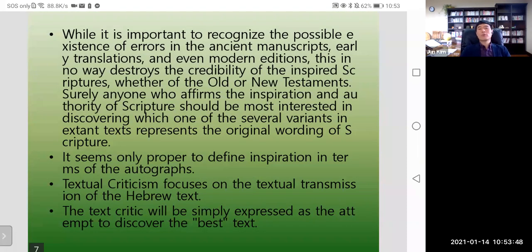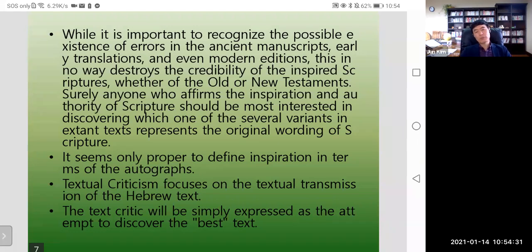While it is important to recognize the possible existence of errors in the ancient manuscripts, early translations and even modern editions, this in no way destroys the credibility of the inspired scriptures, whether the Old or New Testaments. Surely anyone who affirms the inspiration and authority of the scripture should be most interested in discovering which one of the several variants in the extant text represents the original wording of scripture. It seems only proper to define inspiration in terms of the autographs. So remember, we don't deal with autographs, but only manuscripts and versions.